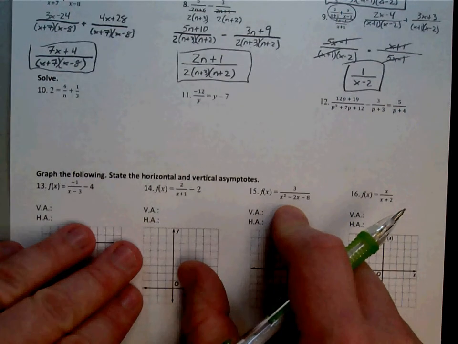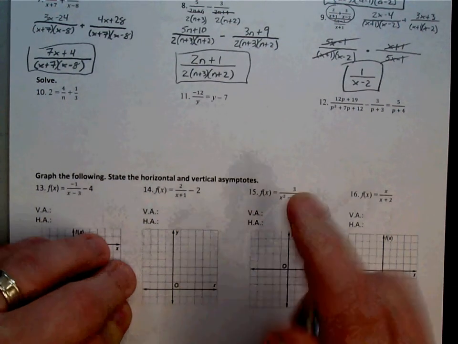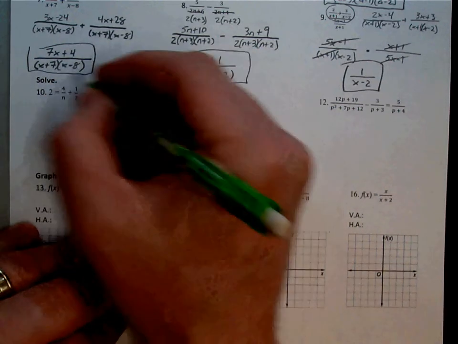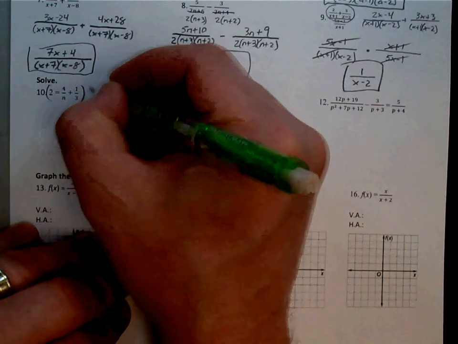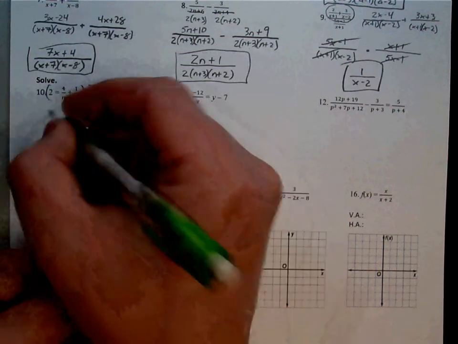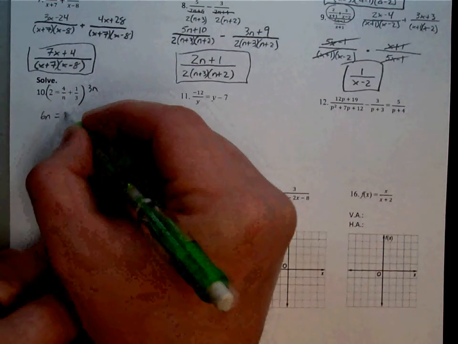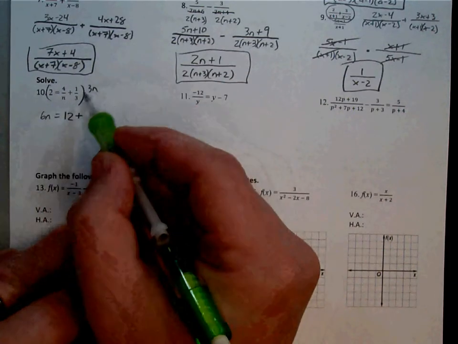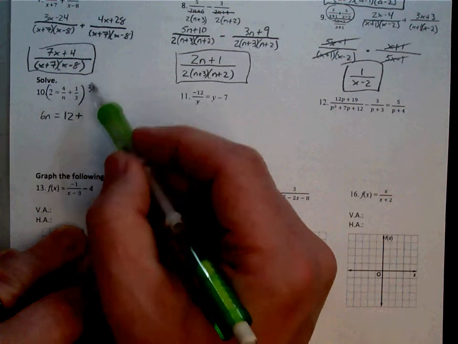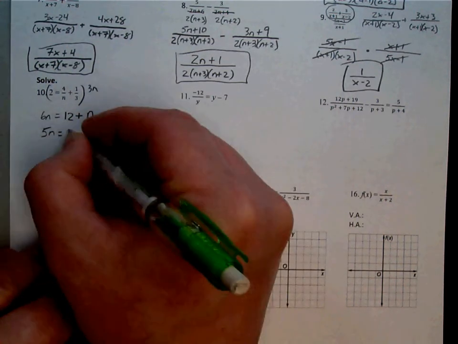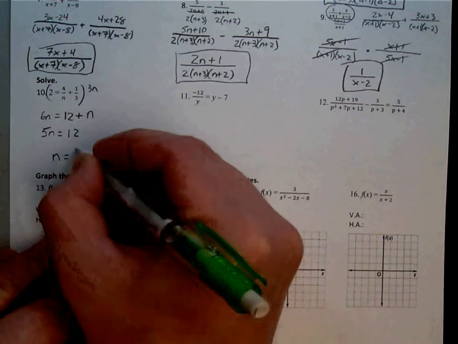Number 2, it's an equation we're trying to solve, so the least common denominator here would be 3n. So I'm going to multiply 3n to everything. 3n times 2 gives us 6n. When I take 3n times 4 over n, the n's will cancel, leaving me with 3 times 4, which is 12, plus 3n times 1 over 3. The 3's will cancel, leaving me with just n. Subtract my n. 5n equals 12. I'm going to have a fraction here, 12 fifths.